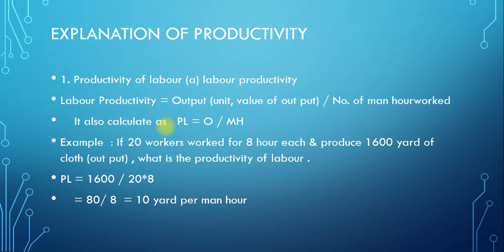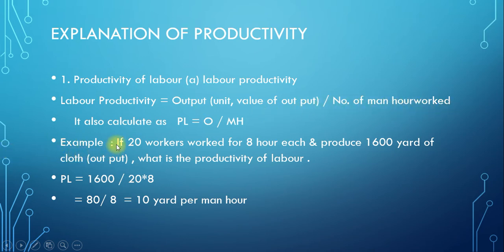Generally all these factors of productivity can be split into factorial productivity, such as the individual factor of productivity. So we have to measure this productivity in different kinds of parts. Let's see what these parts are. The first one is productivity of labor, meaning labor productivity. It is output, indicated in unit or value of output, divided by the number of man hours of work, meaning all man labor work. So it is also calculated as PL is equal to O divided by MH, man hour work.